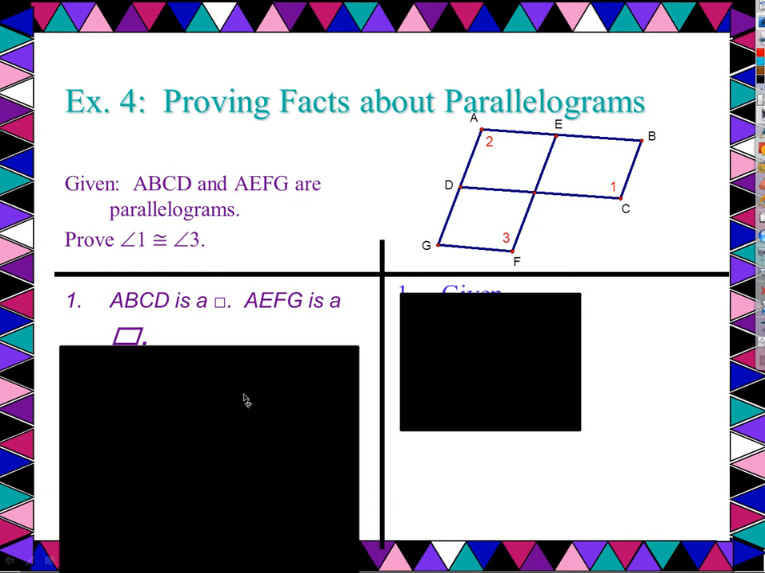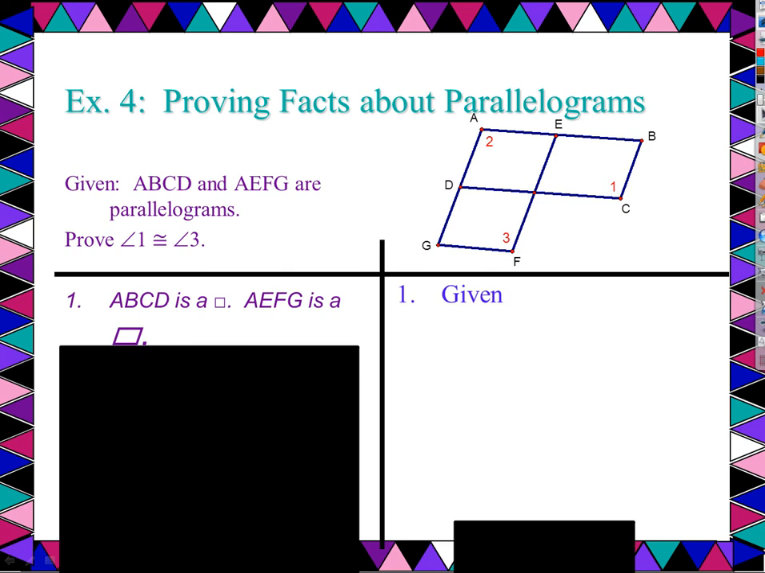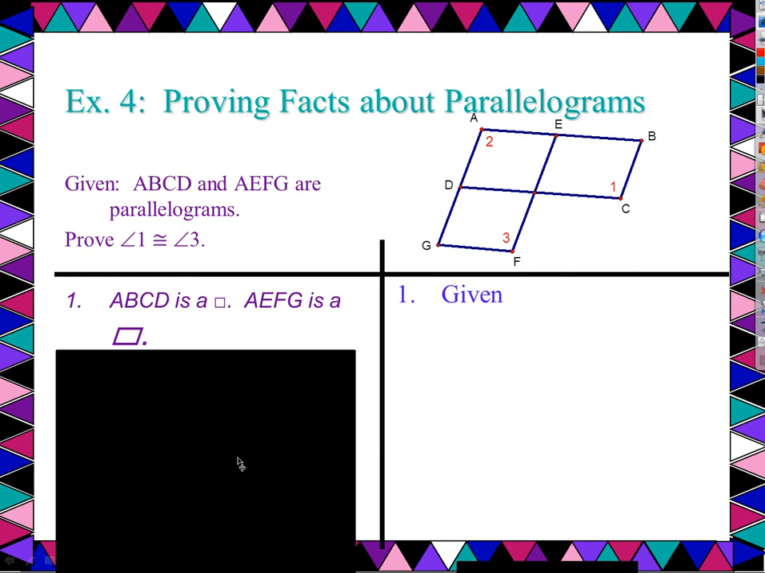Okay, let's look at a little proof. Here's the picture we're given. We're told that polygon A, B, C, D, so this guy up here at the top, is a polygon, and A, E, F, G is a polygon. We're told those are parallelograms. We're supposed to somehow prove that angle 1 and angle 3 are congruent. What do you think? Any suggestions how we could do that? It's a real short one. I'll give you that hint. It's a short proof. We don't need many steps to this at all.